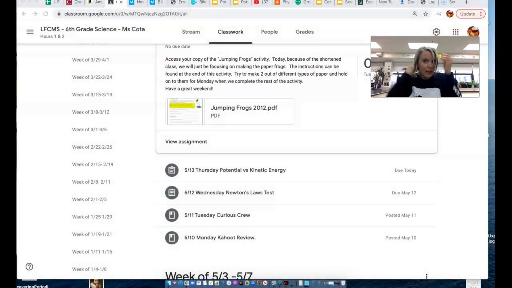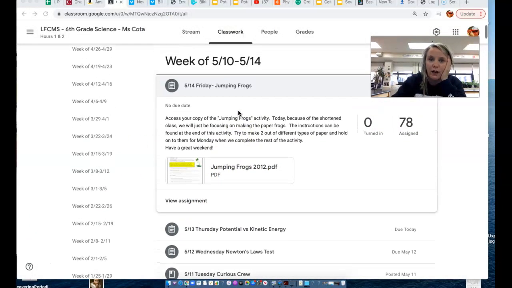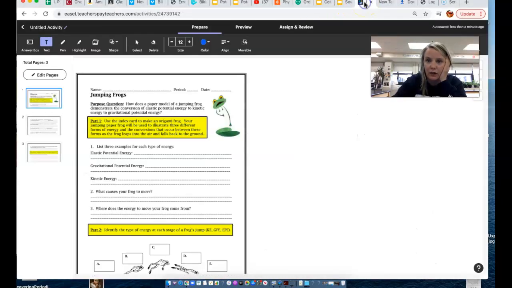Okay. So before we start jumping our frogs all around, we have a couple definitions to take care of. Now, I posted this whole assignment on Friday, 5:14, jumping frogs. So that's where you're going to go this morning to access your PDF of the activity, okay? And I'm going to help you go through that together.